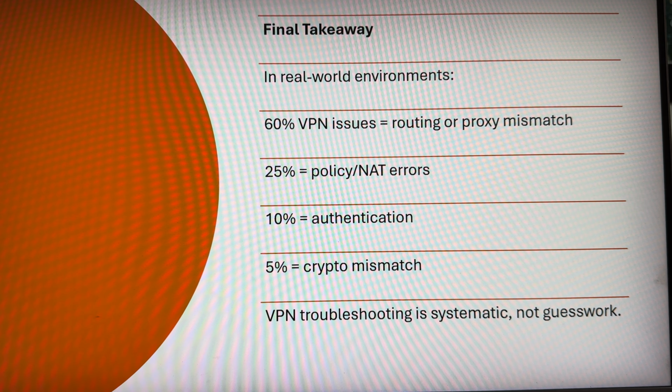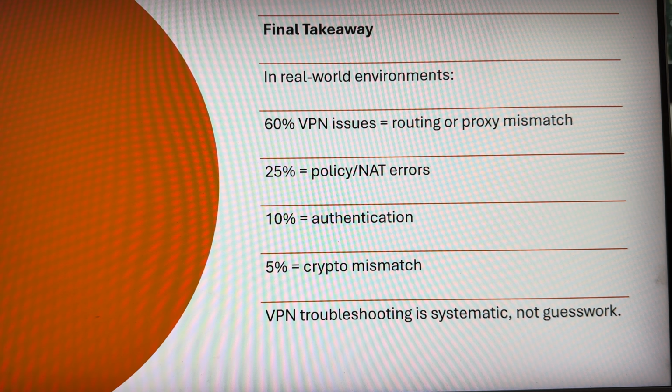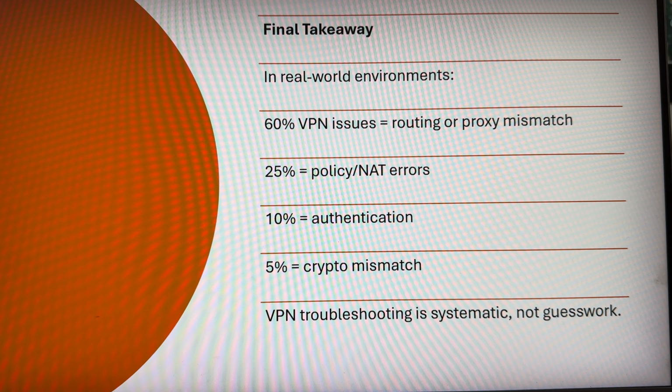Final takeaway: in real world environments, 60% of VPN issues relate to routing or proxy mismatch, 25% policy/NAT errors, 10% authentication, 5% crypto mismatch. VPN troubleshooting is systematic, not guesswork.